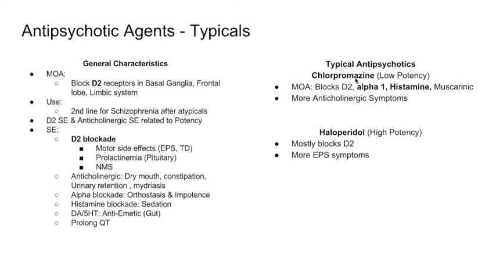An example of the low potency typical antipsychotics is chlorpromazine. It blocks dopamine, but also blocks alpha 1, histamine, and muscarinic receptors. So you get more anticholinergic symptoms. If they ask you a question on the block exam, it will be which medication has more anti-muscarinic side effects, and the answer will be the low potency, for example chlorpromazine.